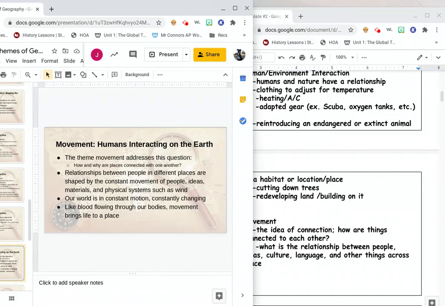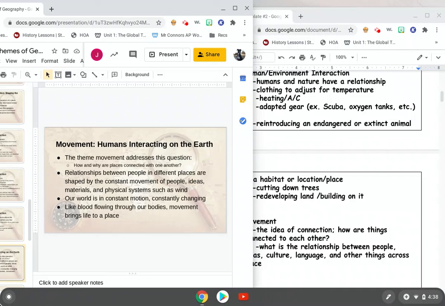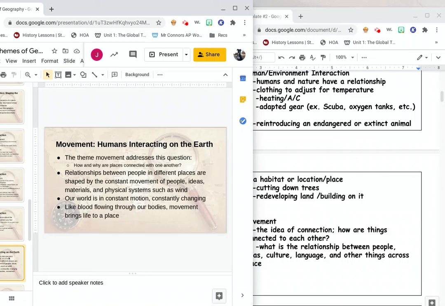This can involve the wind carrying a certain smell. This can involve people using English across the globe, even though English is not the main language that was originally there. It can involve the idea of culture, such as in some places, women having equal rights to men, or in other places, women not having those same rights. So ideas, culture, physical items, all of these things can move.